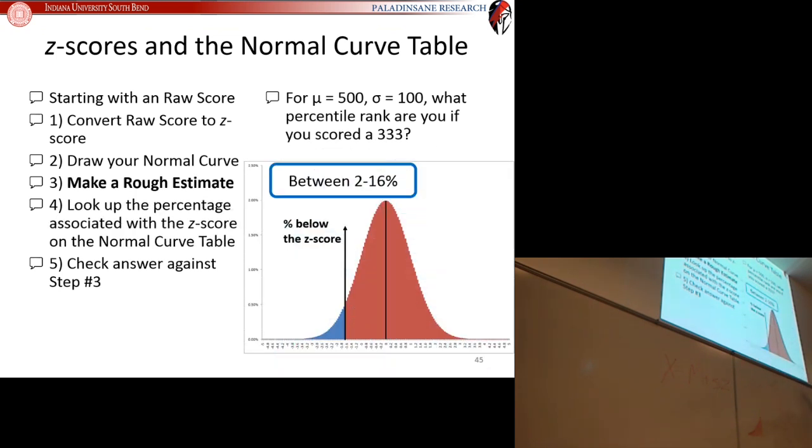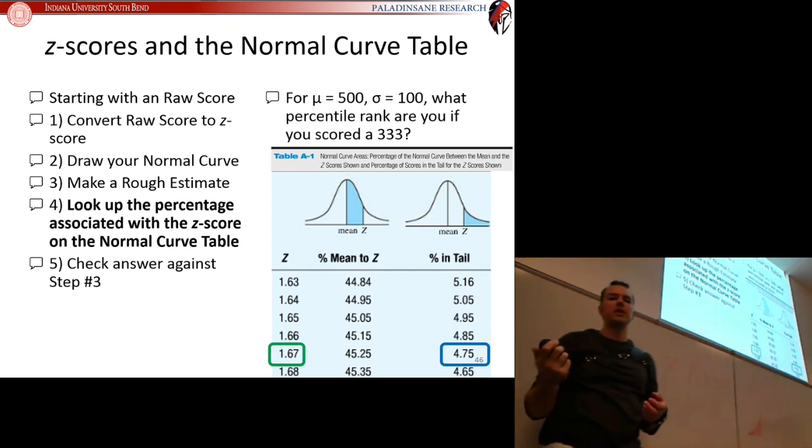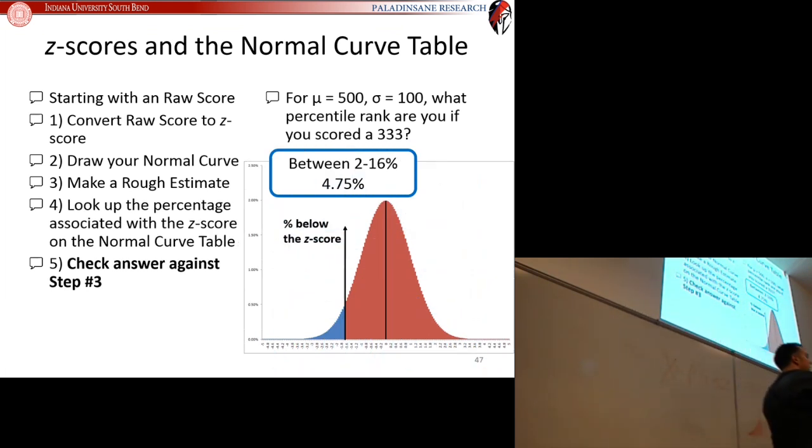The other thing that we have as a check is that our number has to be between 2 and 16%. That came from our rough estimate. So once again, we're in this column. We look at our answer, 4.75. That's between 2 and 16%. So that gives us confidence that we didn't make any errors. We didn't look at the wrong column. And that is our final answer.